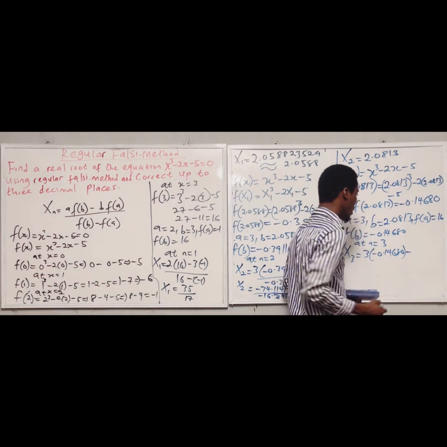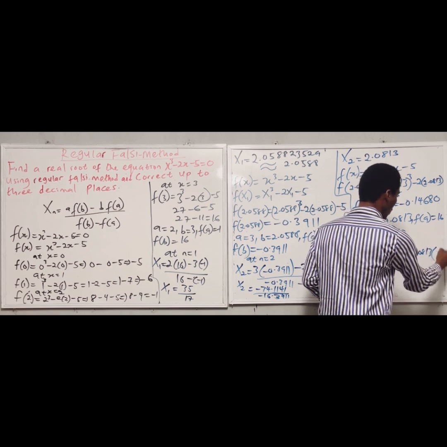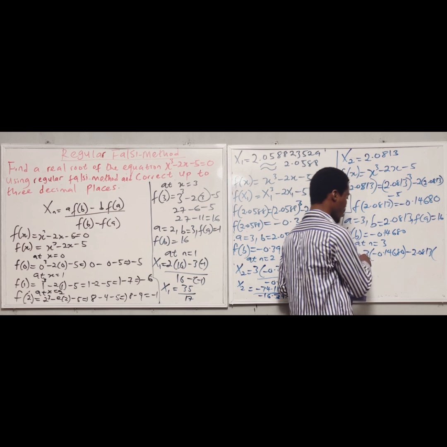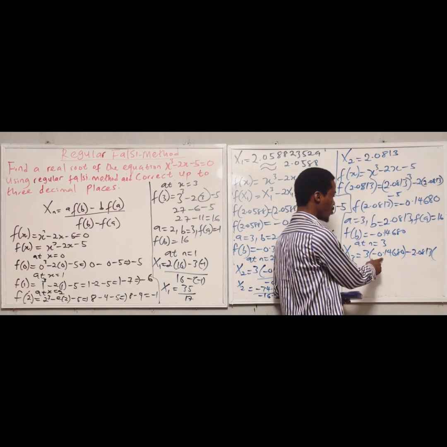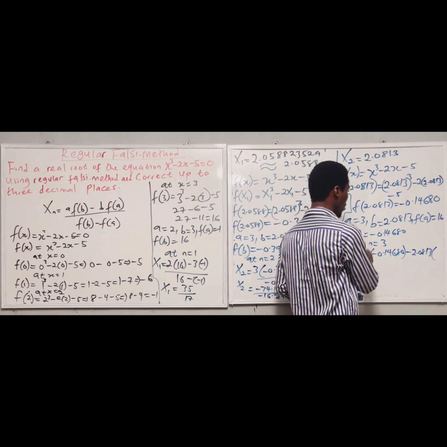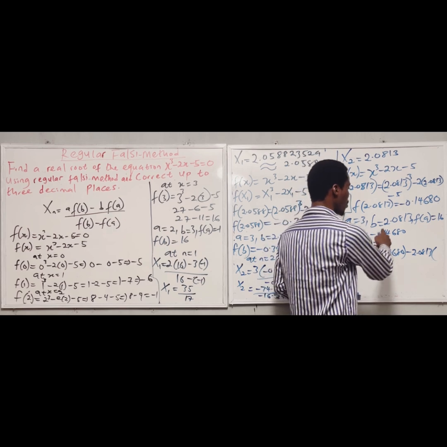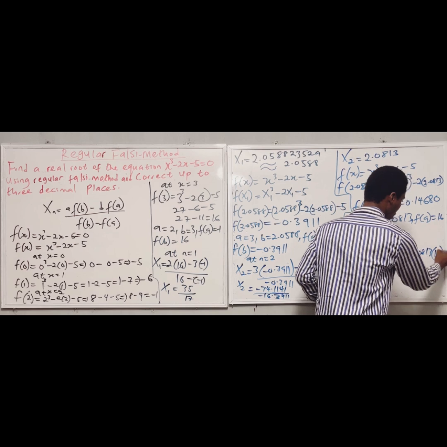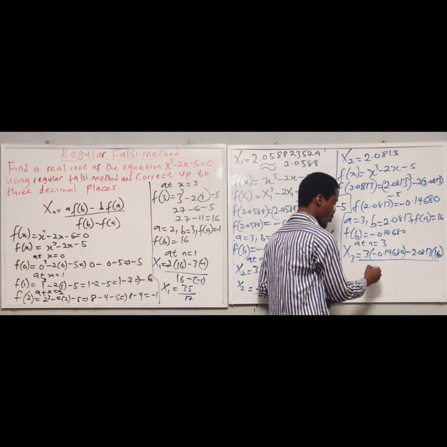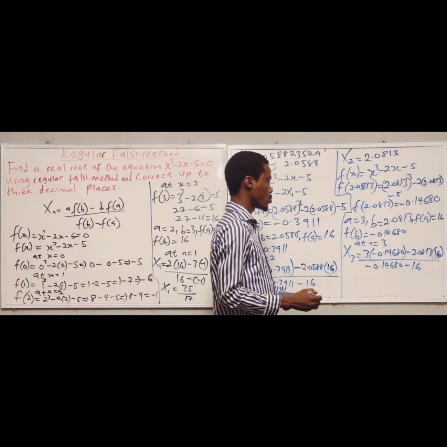According to the formula, it is A f of B minus B f of A, all over f of B minus f of A. So my B is 2.0813, my A is 3, my f of B is minus 0.1468, and my f of A is 16. So the denominator is f of B minus f of A, which is minus 0.1468 minus 16.